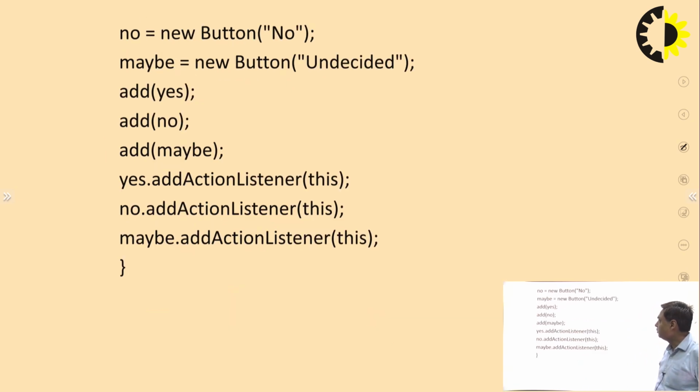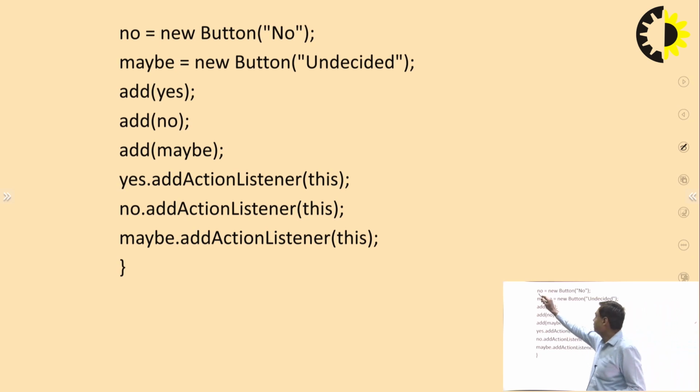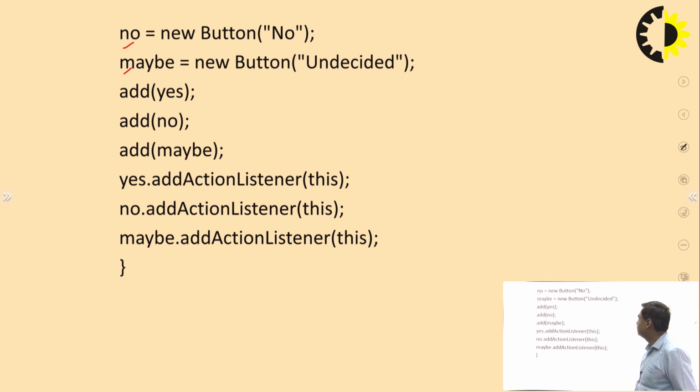Next, similarly, we have created the no and maybe buttons, or you can say we have initialized them. The name displayed on the no button is the string "no", and on the maybe button the name that will display is "undecided". So we have initialized all three buttons. Our next job is to add these buttons in the applet.